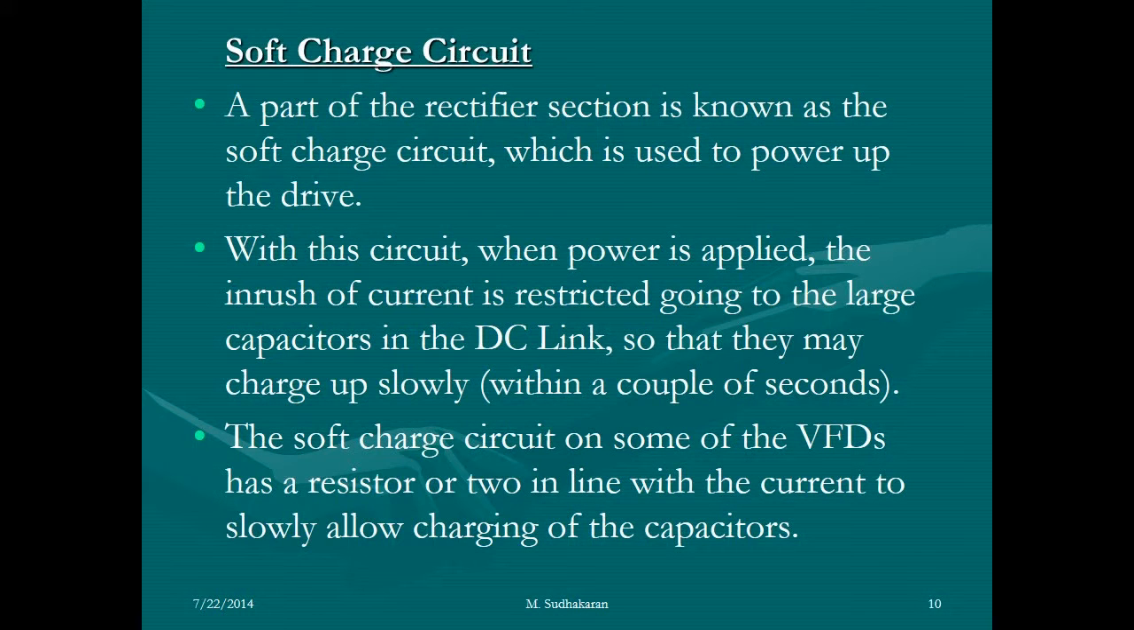Soft charge circuit. A part of the rectifier section is known as the soft charge circuit, which is used to power up the drive. With this circuit, when power is applied, the inrush of current going to the large capacitors in the DC link is restricted, so that they may charge up slowly within a couple of seconds. The soft charge circuit on some of the VFDs has a resistor or two in line with the current to slowly allow charging of the capacitors.